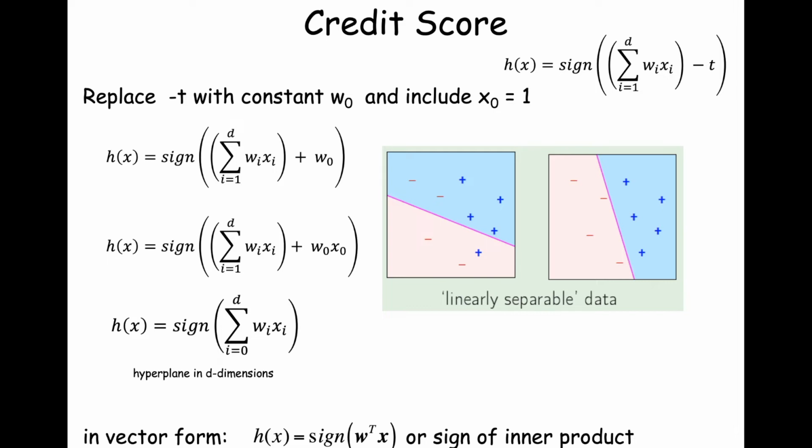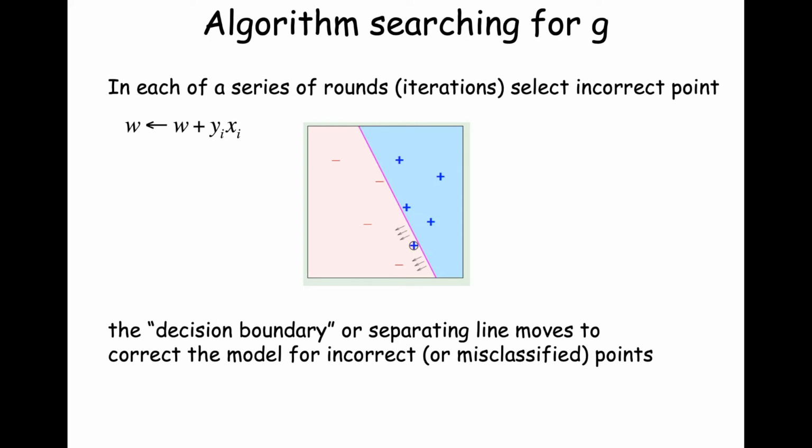Okay. So let's go back to the algorithm we had for searching, and this is called the Perceptron Learning Update. In a series of rounds or iterations, we're going to take a point for which the hypothesis set disagrees with the ground truth labeling.